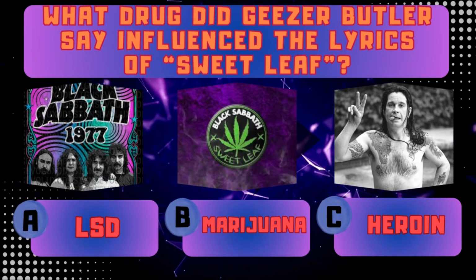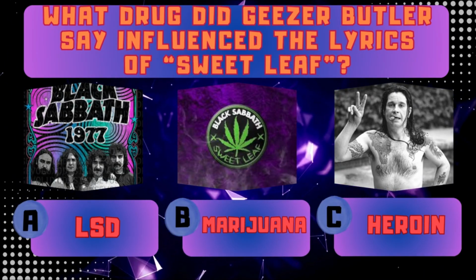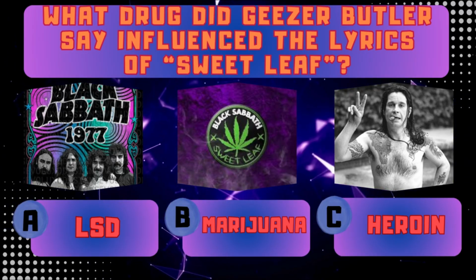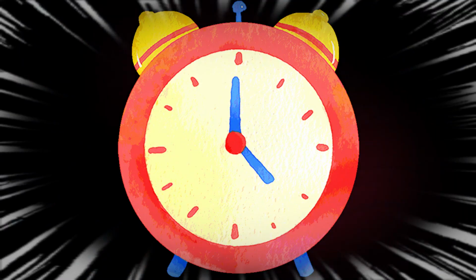9. What drug did Geezer Butler say influenced the lyrics of Sweet Leaf? A. LSD, B. Marijuana, C. Heroin. You have 5 seconds to answer.